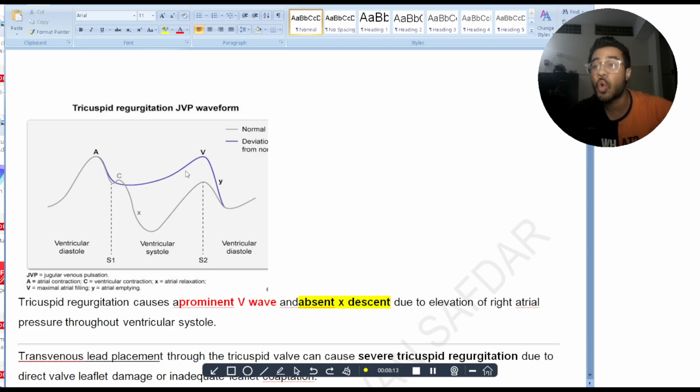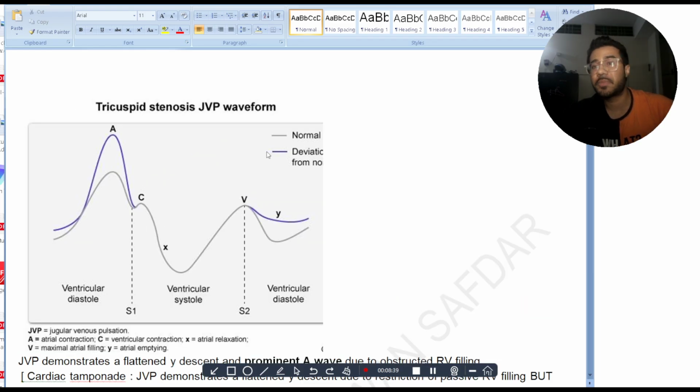There would be no dip seen in the pressure in the atria while the atria are relaxing. So basically, what I mean to say is during atrial relaxation, the pressure should fall, but it does not, because the tricuspid regurg causes the regurgitation of blood back into the atria. So tricuspid regurg: a very prominent V wave and a flattening or absence of the X descent. So this is tricuspid regurg. Now I come to tricuspid stenosis.